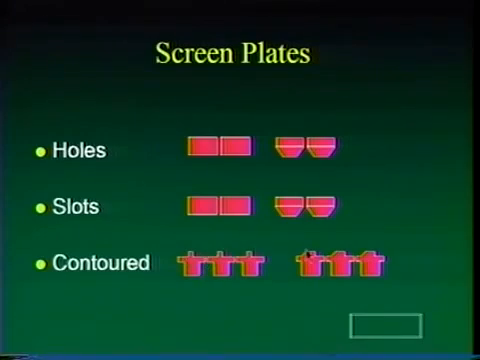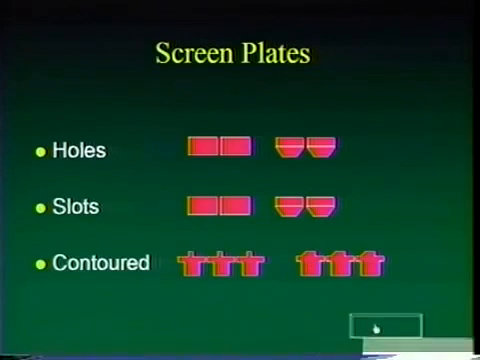So having these contoured slots helps us increase our throughput, but it actually decreases the reject efficiency if we were to use the same slot size. The answer to that is that people have started to use smaller and smaller slot sizes.